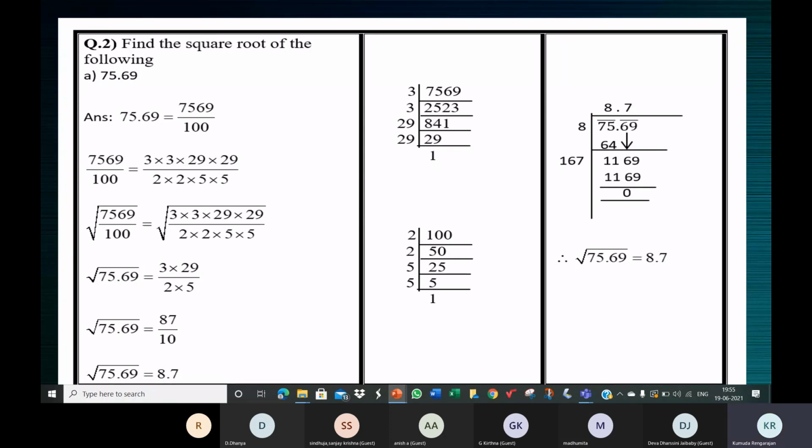The square root of 285.61 is 16.9. How many of you got that? Anish, you got the answer? Raja? Devadati? Tell me. You got the answer?